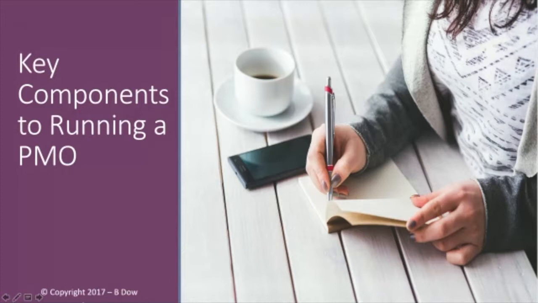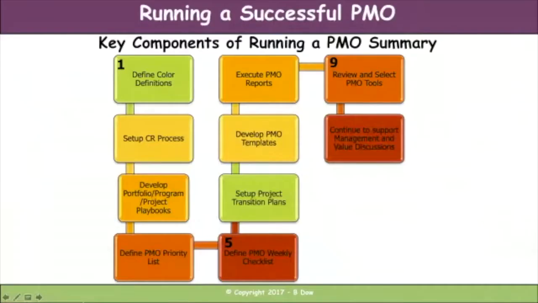So there's 10 things to set up when running a PMO. You want to define your color definitions, set up your CR process, develop your portfolio, program and project playbooks, define your PMO priority list. Number 5, define your weekly checklist, set up your project transition plans, develop PMO templates, develop and execute on all your PMO reporting. So any additional, again, that's a continual operation. Number 9, review and select your PMO tools. And then finally, continue to support management value conversations. And we will go into that.